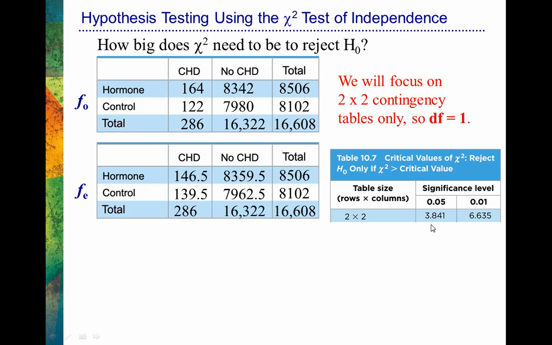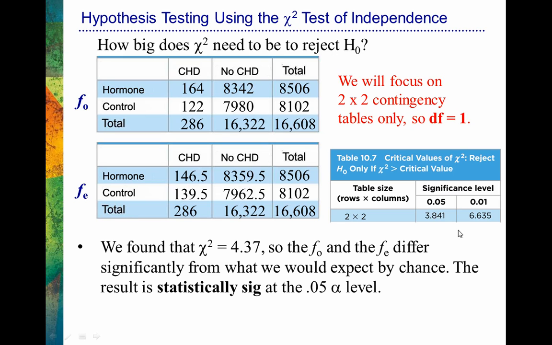So if we have a critical value of 3.841, our chi-square value does indeed exceed that. But you can see that our chi-square value does not exceed the value that's used for a critical value when we have an alpha of 0.01.